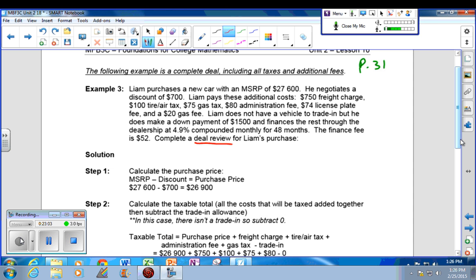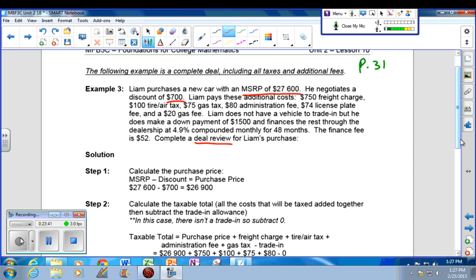So it actually is a table, a form, and basically you want to have something in all of those boxes, even if it's 0 or a slash saying it doesn't apply. All right, so it says here, Liam purchases a new car with an MSRP, that's the base price the manufacturer suggests, of $27,600. He negotiates a discount of $700. That's pretty typical of a car dealer. So it's going to be 26.9, something like that. We have to keep that in mind as we're doing our calculation.